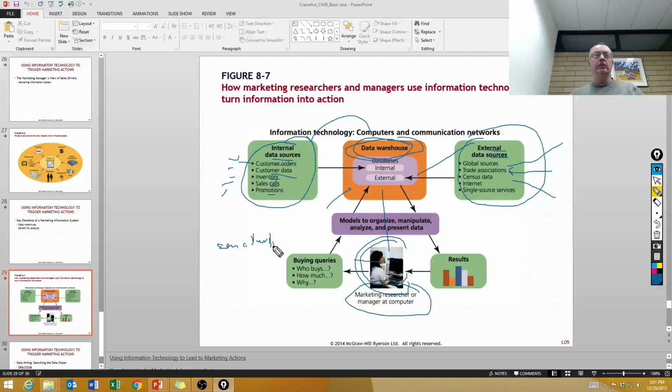Maybe some of you have done this with Excel, but they're queries. So you're asking what kind of people buy which kind of products, how does demand change based on price, and so on. What's the effectiveness of our advertising?